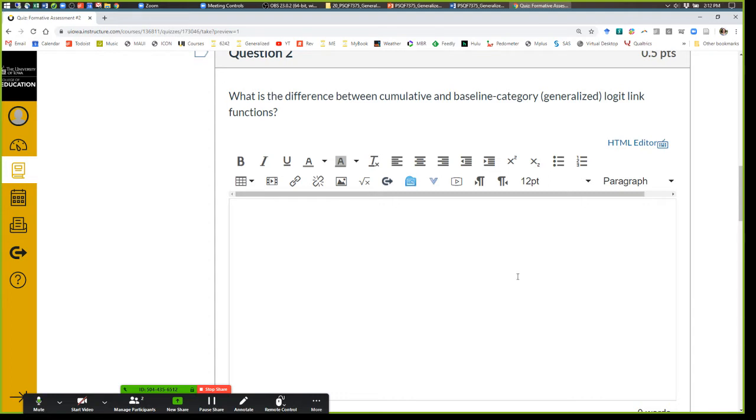How about the other one? What kind of data or research questions would a baseline category logit be most appropriate for? So what does that one do? How does it make the binary submodels? You remember? Just one versus another. If there's three categories, 0 versus 1, 0 versus 2.